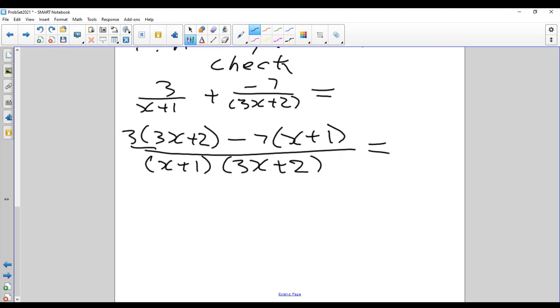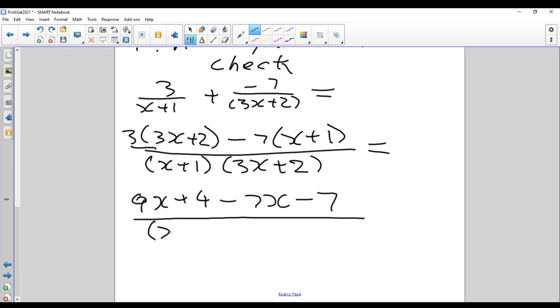Okay? Let's continue the math here. That's going to be 9x plus 4 minus 7x minus 7 over the same x plus 1. Yes. 3 times 2 is not 4? No, I don't think it is. Yeah, thanks. Good call. It never used to be 4, it's not 4 now. Thank you. 9x plus 6.